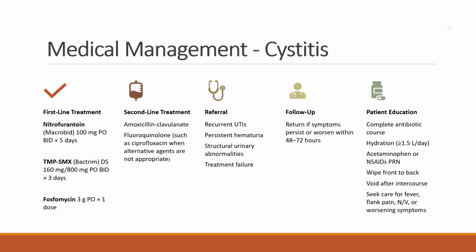Medical management for cystitis. Most cases of uncomplicated lower UTI can be managed in primary care. Some first-line treatments include nitrofurantoin or Macrobid, Bactrim double-strength, or fosfomycin. Second-line options include amoxicillin-clavulanate or a fluoroquinolone such as Cipro when they are clinically appropriate.